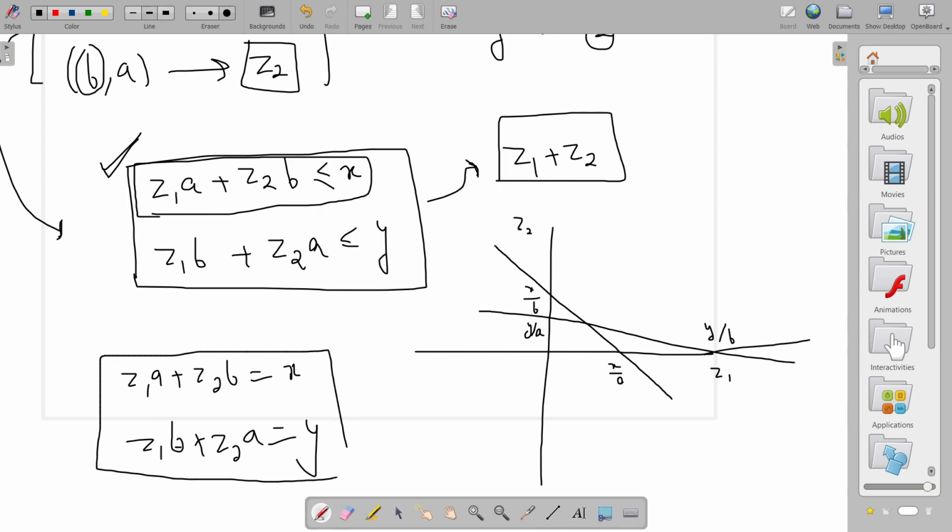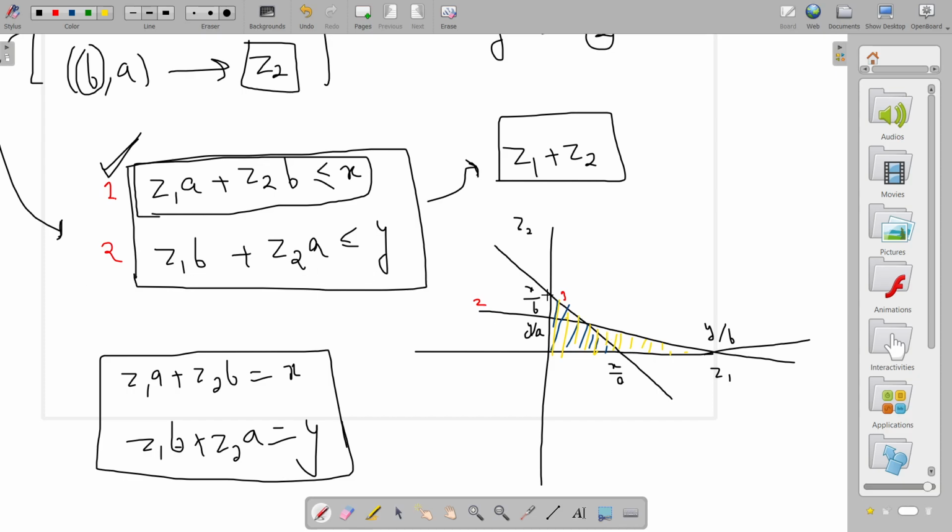Now in the graph, I want to show the region. This was the first line, and this was the second line, the first and second equations. For the first line, the region is this entire region and the negative region as well, but I'm just shading the positive region because Z1 and Z2 cannot be less than 0. For the second line, it can be this yellow region, which satisfies this equation.